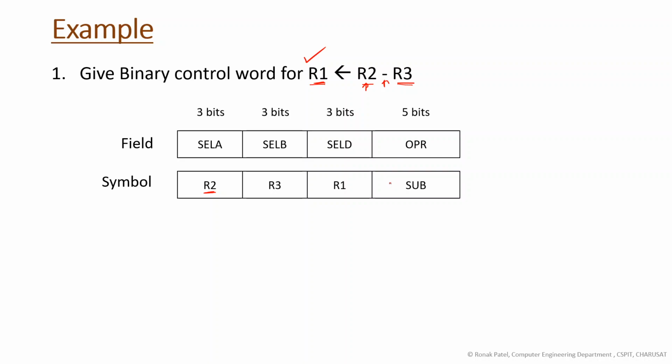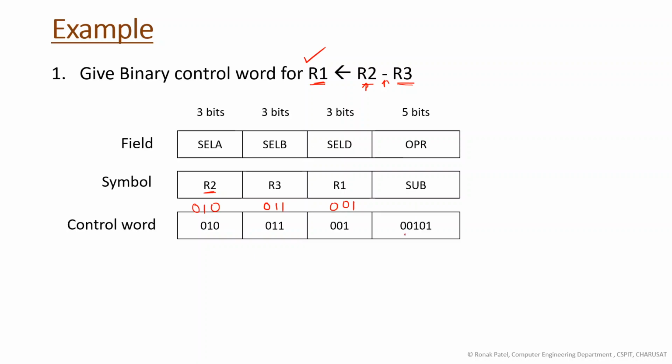Okay, so for R3, R2, what are the 3 bits? For R2, 0 1 0. For R3, 0 1 1. For R1, 0 0 1. And for subtraction, this is the code 0 0 1 0 1.